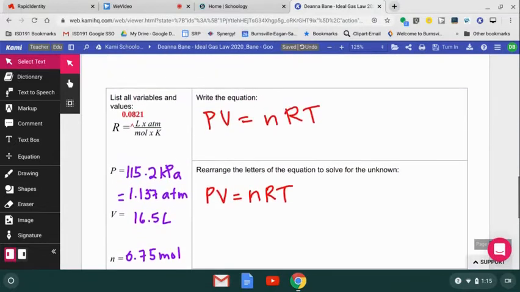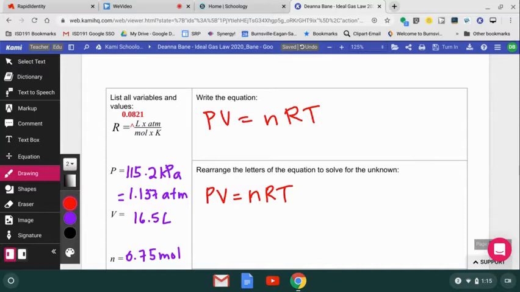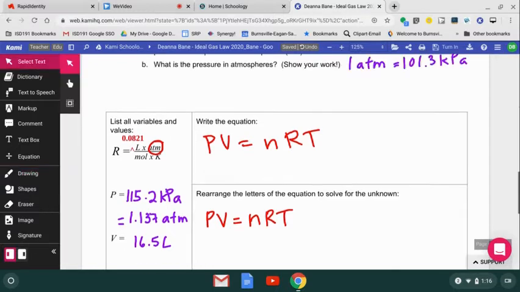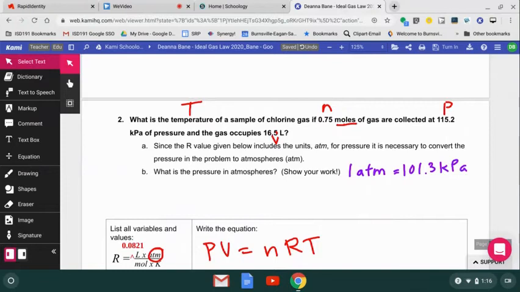Okay, you'll notice that there's two numbers for pressure. That's because the R value contains the pressure unit ATM. And so to get all of our units to cancel correctly, we need to make sure that our pressure is in atmospheres. And that's actually part B of the question here. So let's do that first.